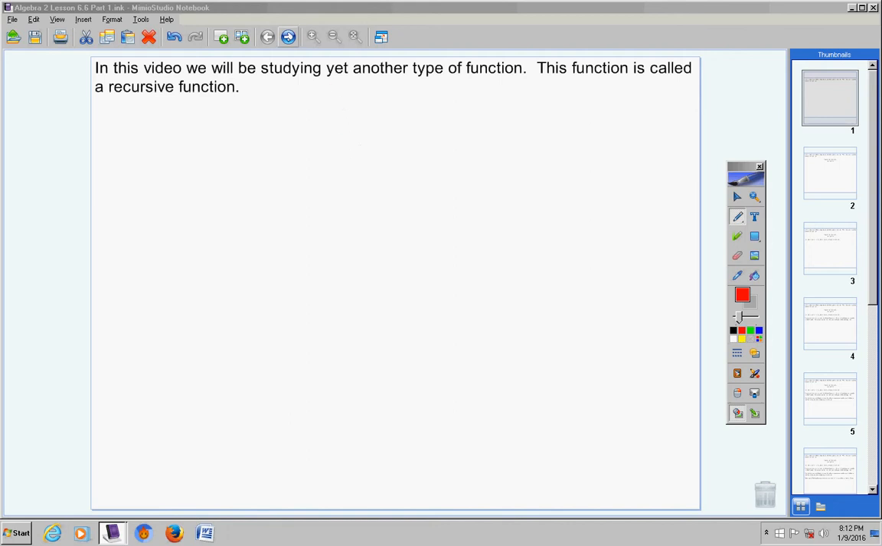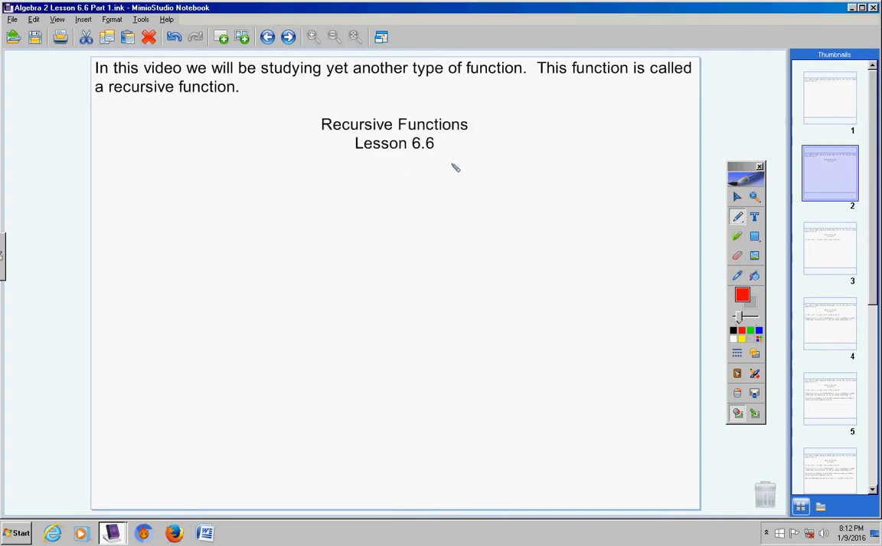Recursive function. So please copy this heading in your notes if you would, please. And this actually should say part 1 right here. So your heading is recursive functions, lesson 6.6, part 1, okay? Be sure and include today's date so that your notes are organized, okay? Alright, let's continue on. Now, first, let's start off with the definition of what a recursive function actually is.